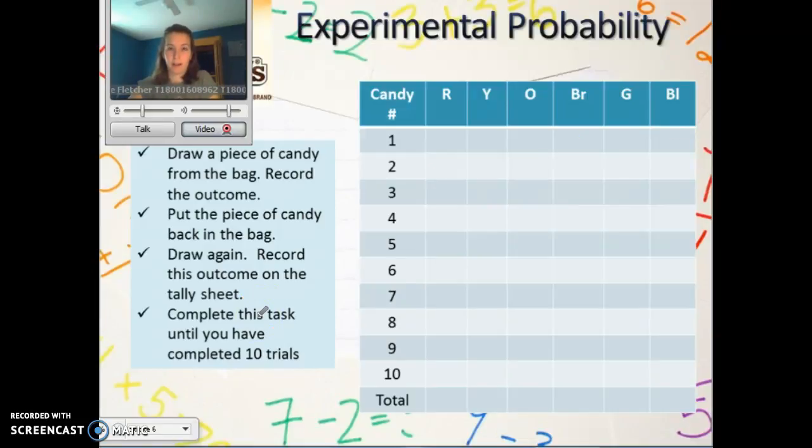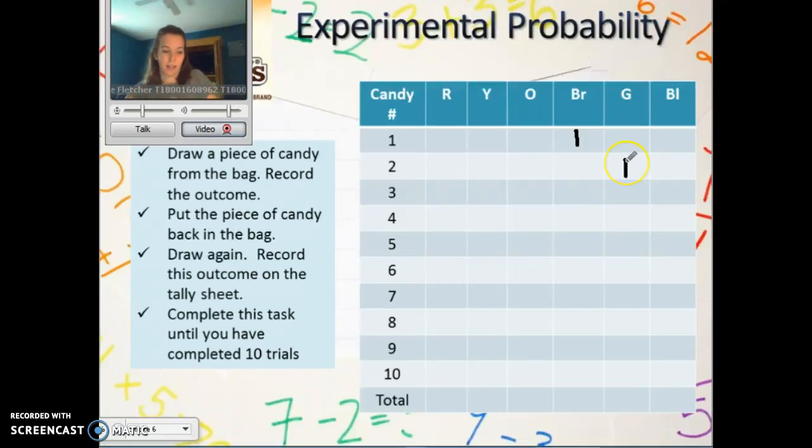My first pick, brown. So I'm going to put my piece of candy back in the bag, and I'm going to put a tally under brown. Shake it up. Let's do another. All right. Ooh, I dropped one. Green. So I'm going to put it back in the bag and the one that I dropped. And I'm going to put a tally under green. Shake it up.